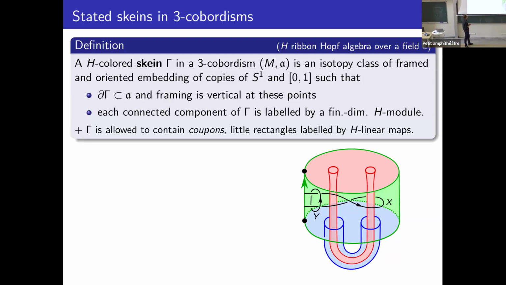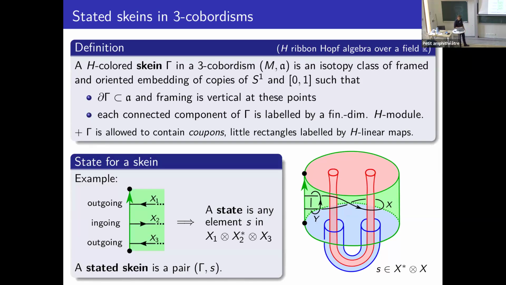And H-colored means that each connected component is labeled by some finite dimensional H-module, okay? Like in the Reshetikhin-Turaev ribbon graph invariant, the same kind of stuff. So these are more or less ribbon graphs embedded in three-manifolds. Okay, and yeah, we allow coupons. So coupons, it is exactly like in the Reshetikhin-Turaev formalism. You can have little boxes labeled by H-linear maps, and of course, the H-linear map by which you label has to be compatible with the labels of ingoing and outgoing strands. Okay, so this is for a skein.